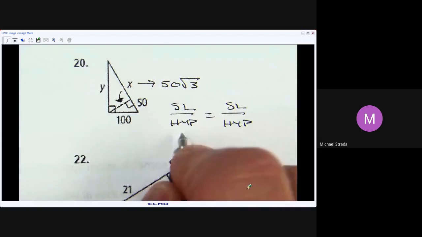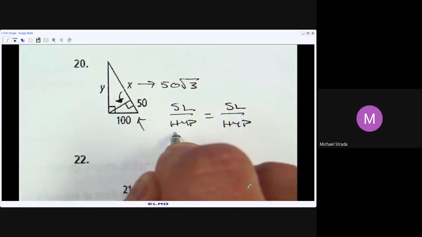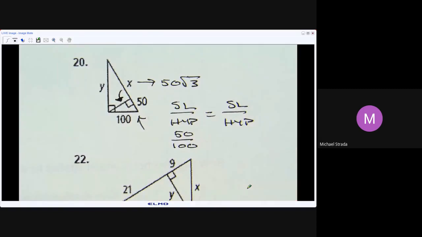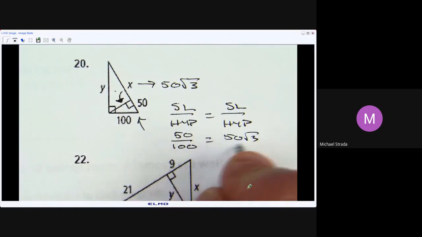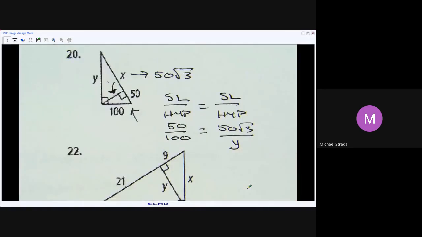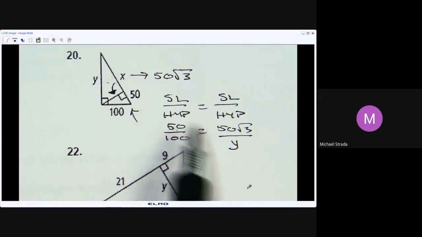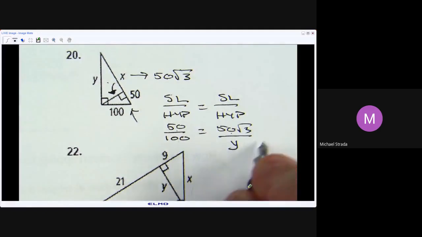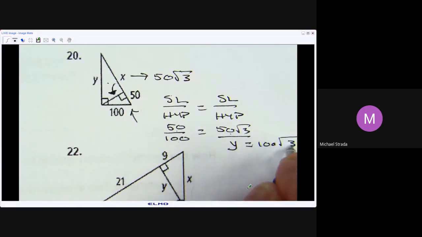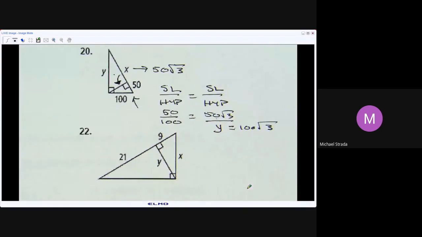So short leg over hypotenuse in the triangle down here, 50 over 100. When I go to the triangle up top, short leg is 50 root 3 over y. You can certainly cross multiply. You can reduce that down to 1/2, or using proportional thinking, what do I multiply 50 by to get to 50 root 3? Simply root 3. That means I'd multiply 100 by root 3 and y equals 100 root 3. How you get there is up to you.